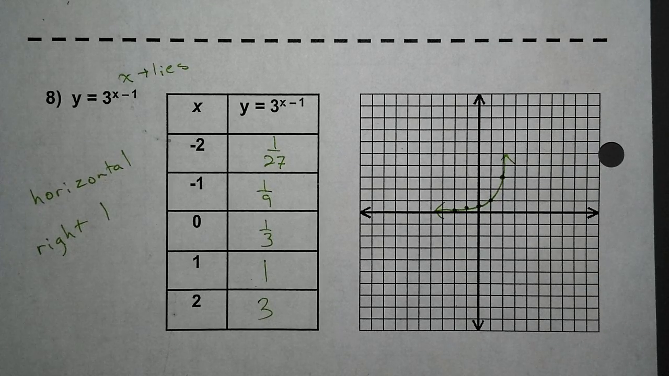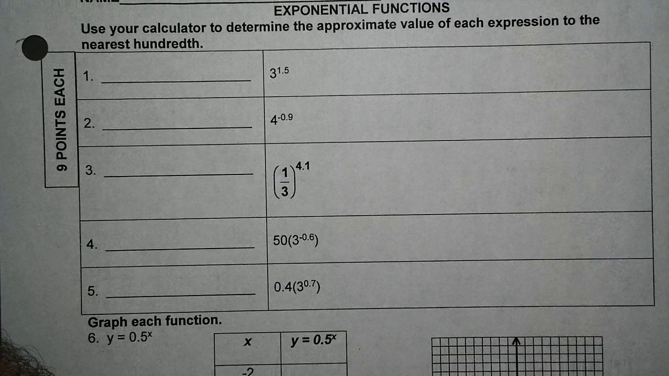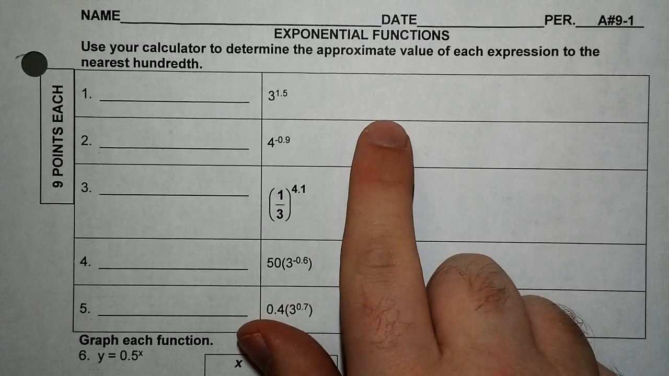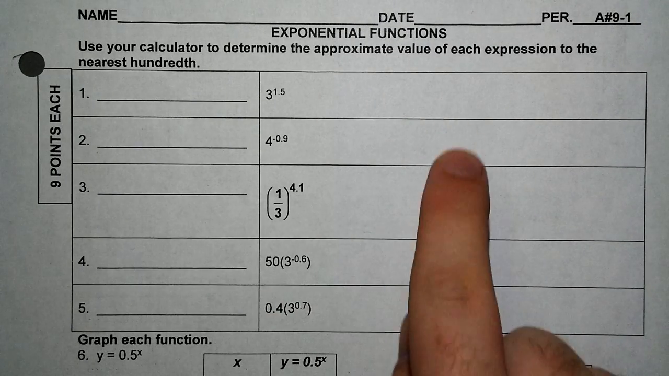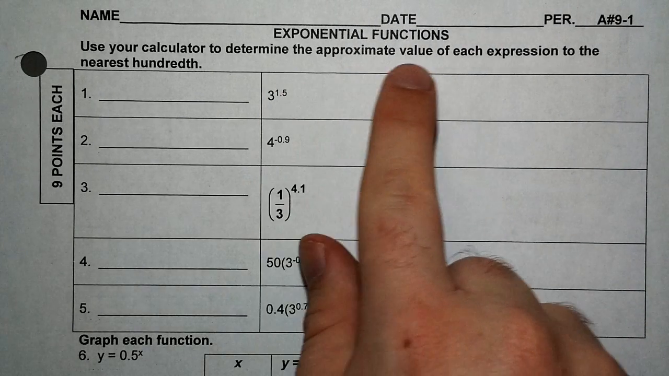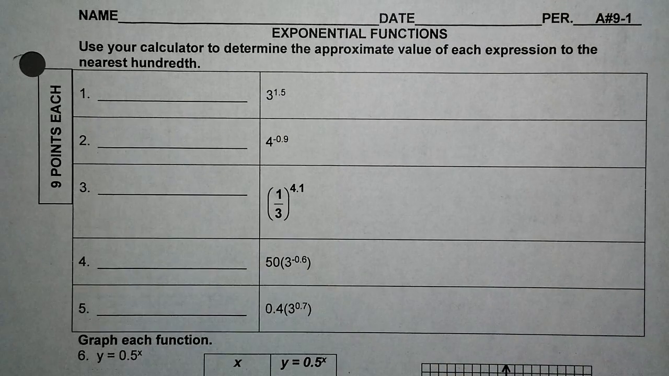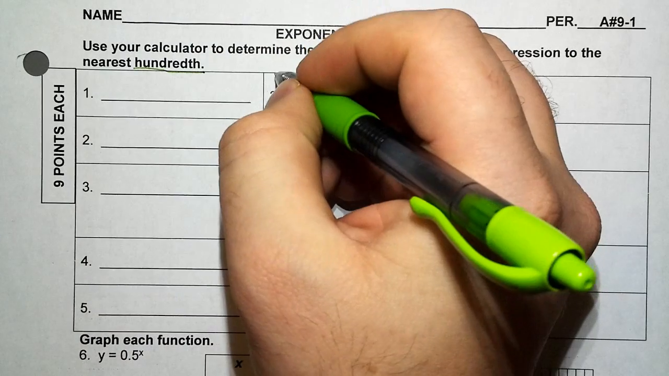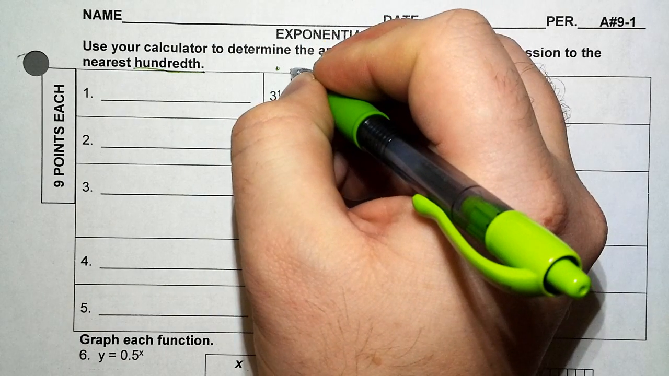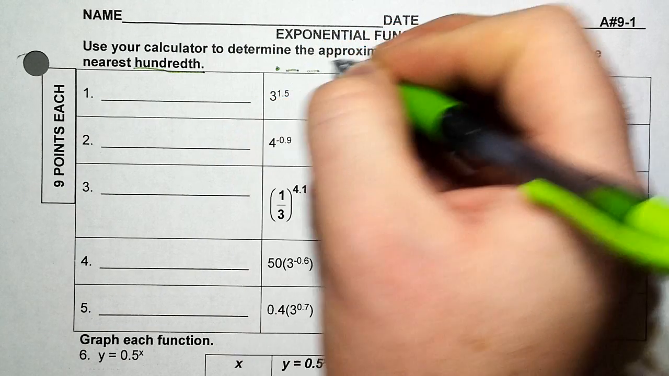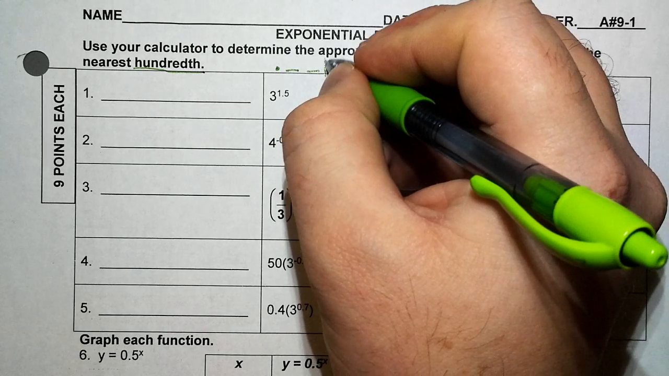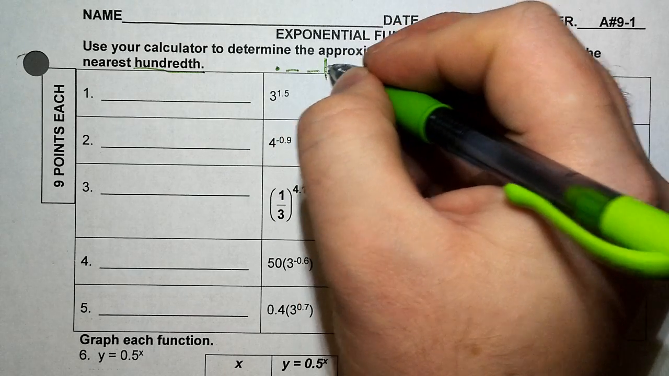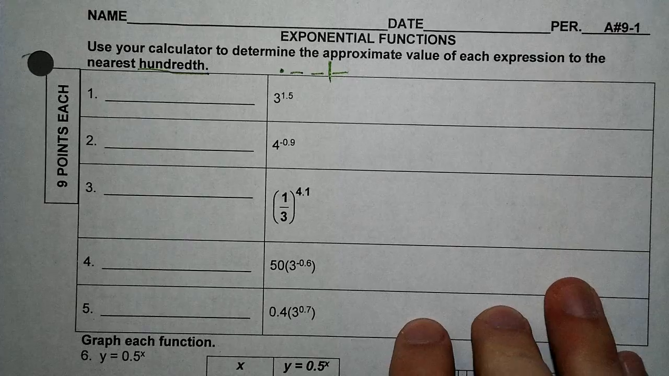Just one moment, I'm going to explain the homework assignment for you. All right, so on this assignment, the first 5 questions just say determine the approximate value of each expression to the nearest hundredth. So leave these as decimals, round to the hundredths place, which you guys should know is 1 space, 2 spaces. You look at the third space, whatever that number is, it tells you to round up or down with that second number.